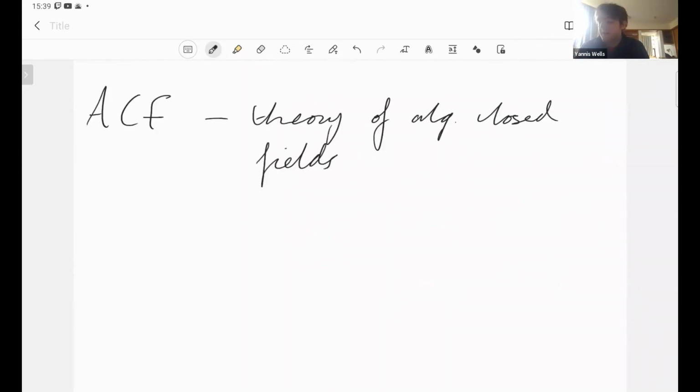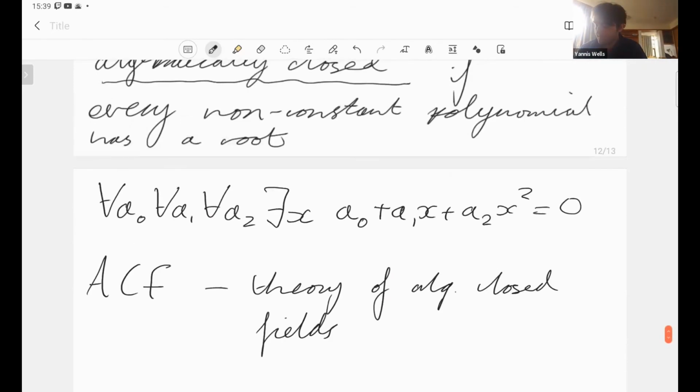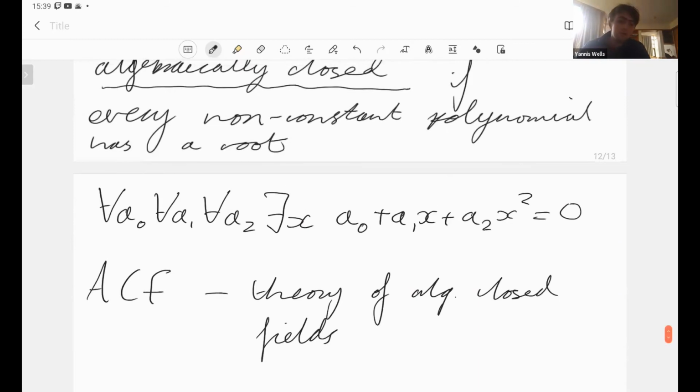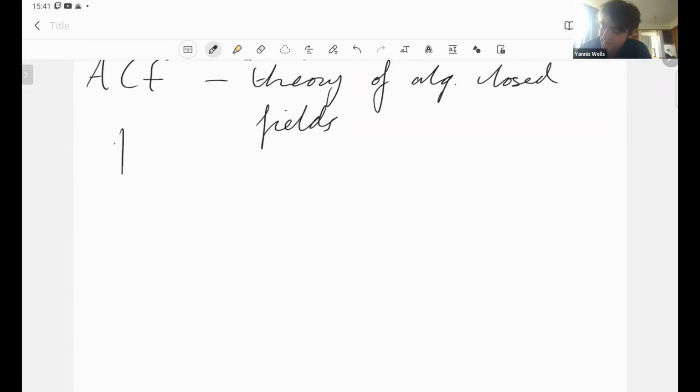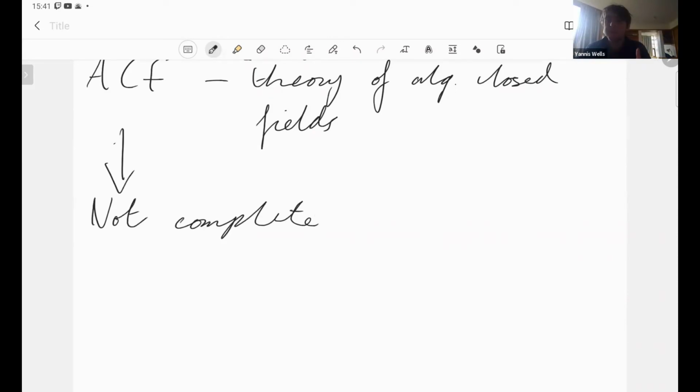I just mentioned complete theories. You might ask, is this complete? I'm free to welcome anyone to say yes or no at this point. No, Path does point out that here I should say A2 not equal to 0 implies, in order to ensure that this is genuinely a quadratic. Anyway, the theory of algebraically closed fields is not complete because it doesn't specify the characteristic. We have algebraically closed fields of every characteristic.